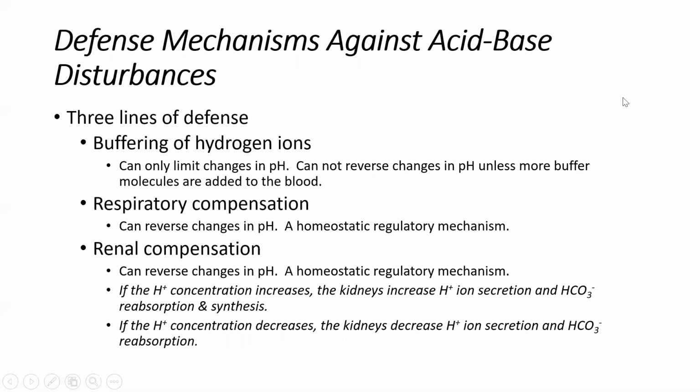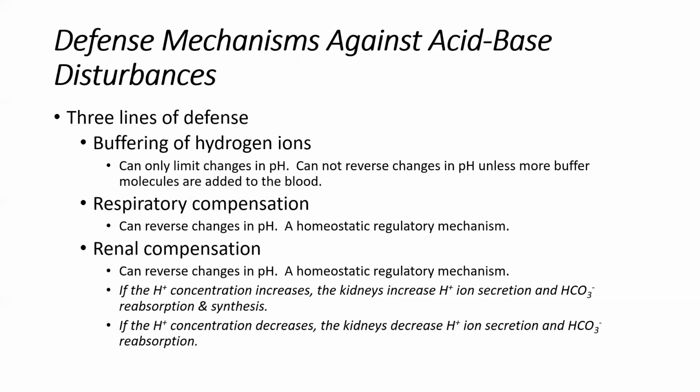Let's look at the 3 lines of defense here. So the body has 3 lines of trying to defend us against some of these acid-base disturbances. The first line is called the buffering of hydrogen ions, or the buffering system. So a buffer is anything that tries to resist a change in pH. And this can only prevent pH disturbances. It cannot reverse or correct pH disturbances.